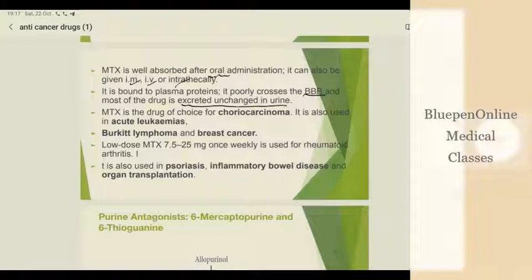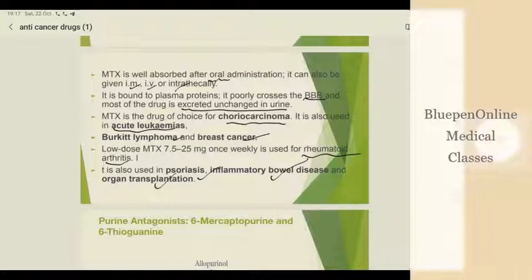Okay, this is the drug of choice for choriocarcinoma, also used in acute leukemias, Burkitt lymphoma, and breast cancer. So methotrexate is a drug with a lot of uses. It is also used in rheumatoid arthritis, psoriasis, IBD and organ transplantation. So methotrexate is a very, very important drug.